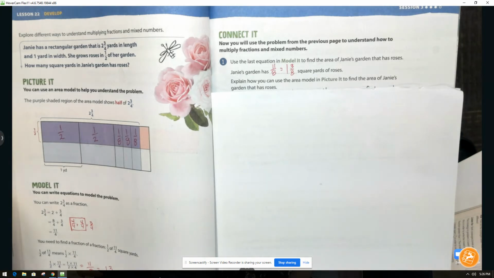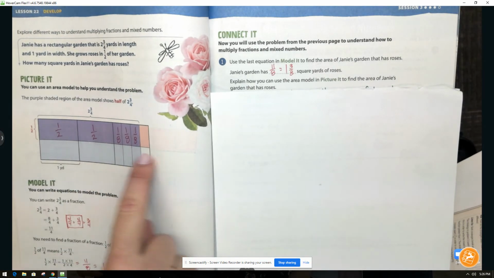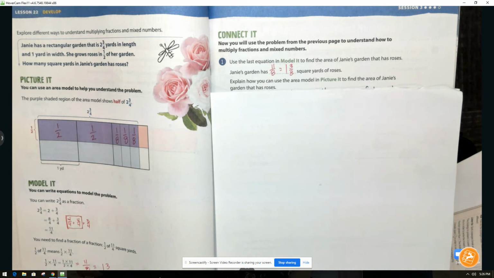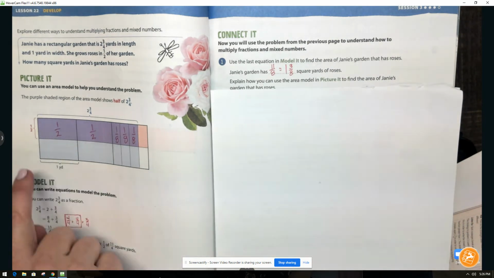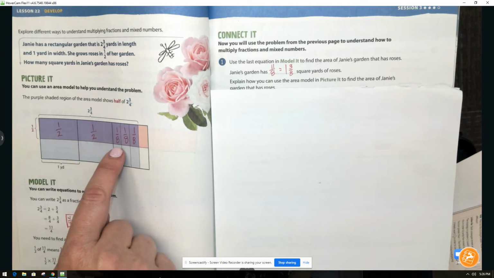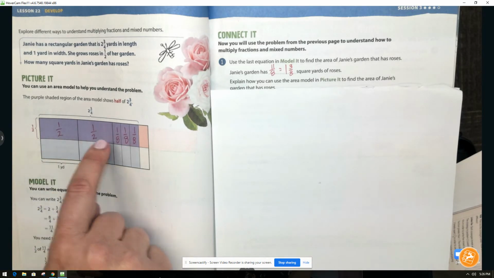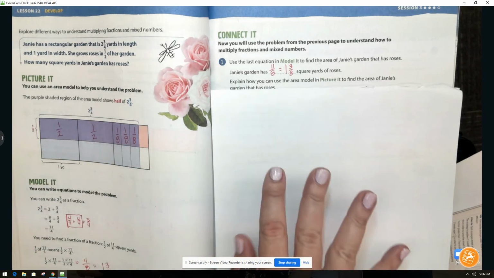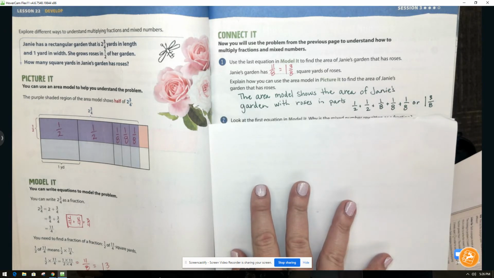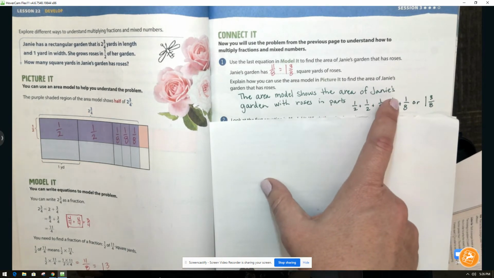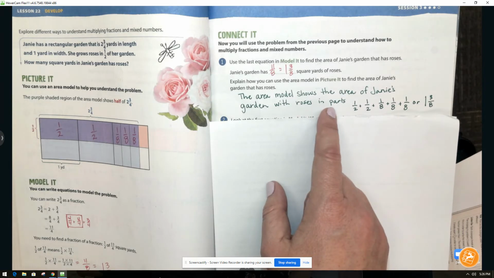Now we're going to explain how we could use the area model from Picture It over here to find the area of Janie's garden that has roses. Well, if we look at these unit fractions, or these fractions that we have here that just happen to be unit fractions, we see that the area model shows the area of Janie's garden with the roses in parts.